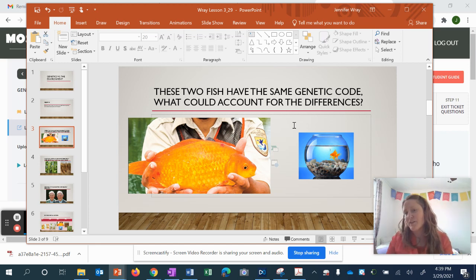And at this point, I would call on students or let them think and share as they wanted. Okay, good. So we could see that this fish's environment is very different from this fish's. These two fish have a very different amount of space that they are living in. Here we can see a pond, maybe even a lake. We can use those clues to know that this fish has a lot more space to grow than the goldfish who's confined to the goldfish bowl.